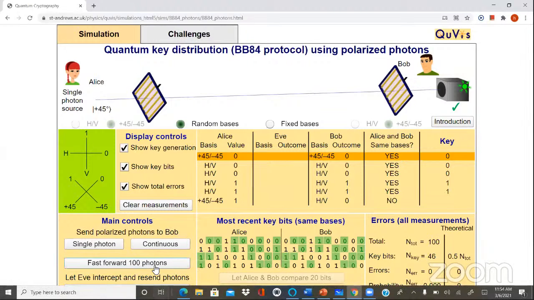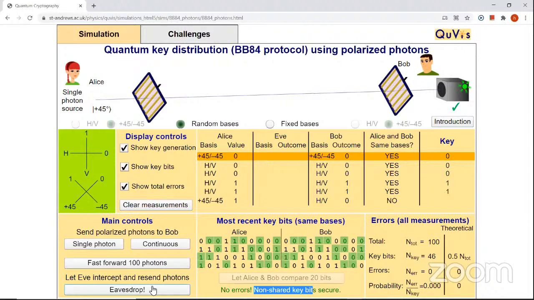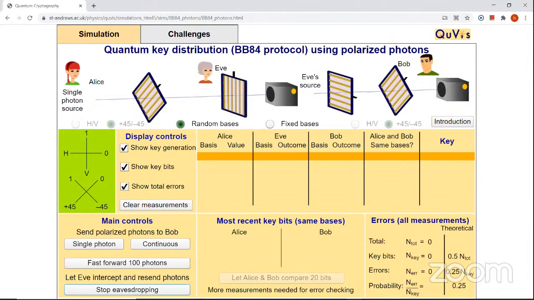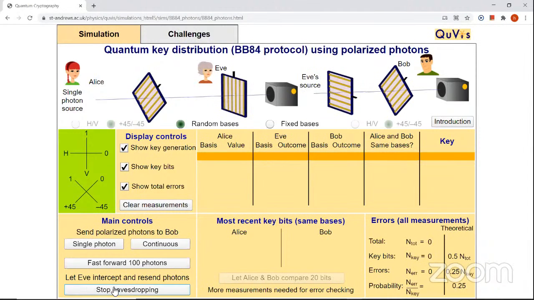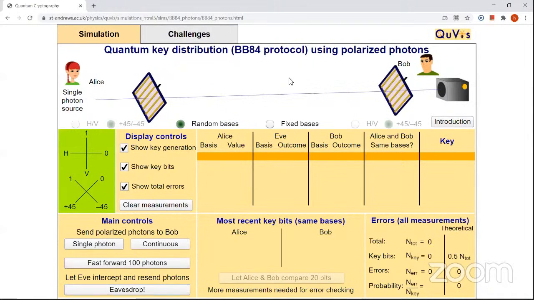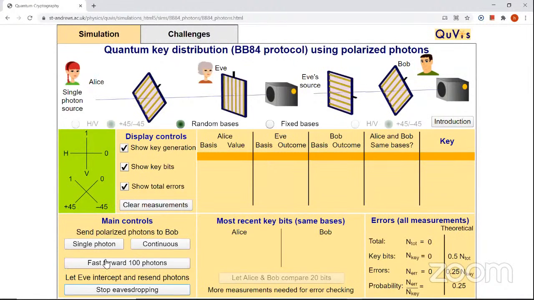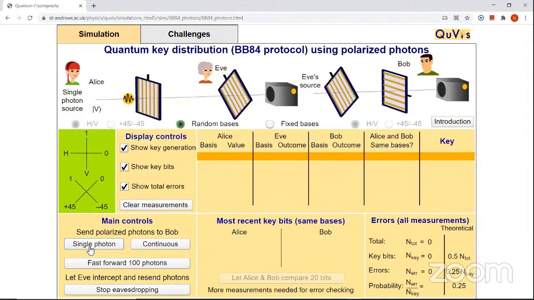So see what happens if Eve is present. You can use this option, stop Eve or enable Eve. Once we enable this, Alice and Bob are there, and in between, Eve comes. So enable Eve. Now I send a single photon.